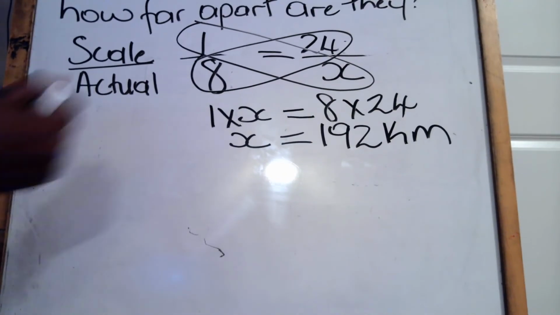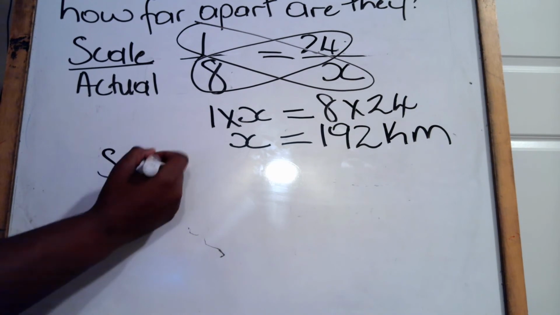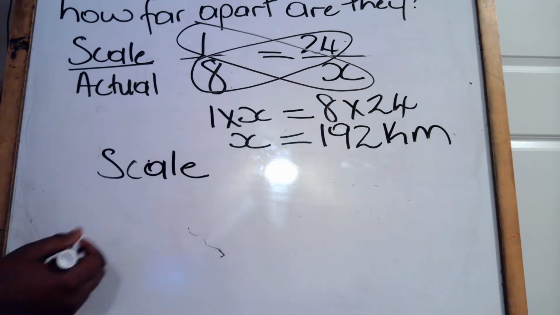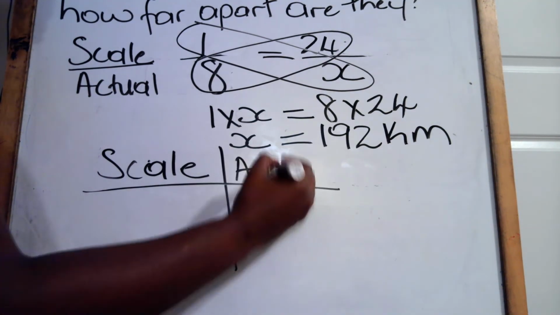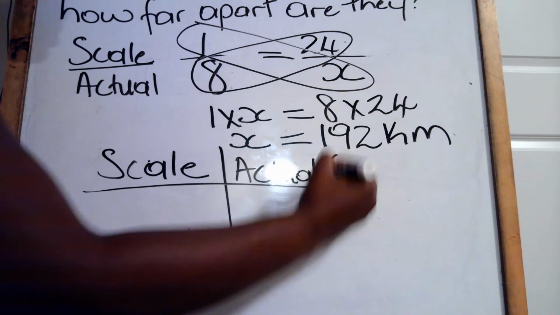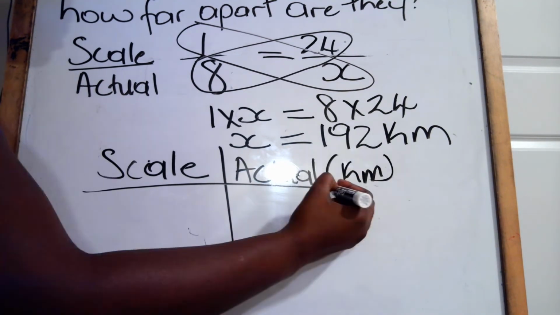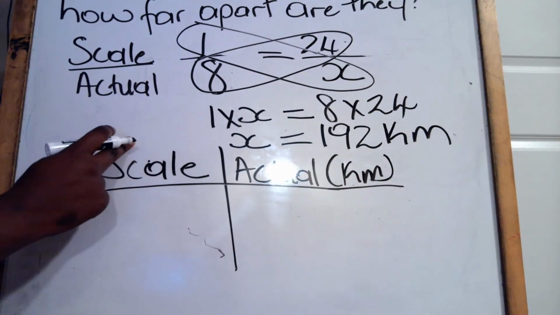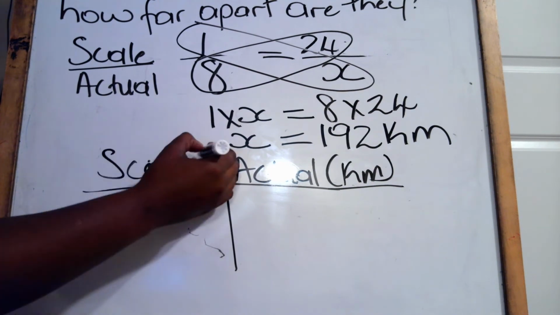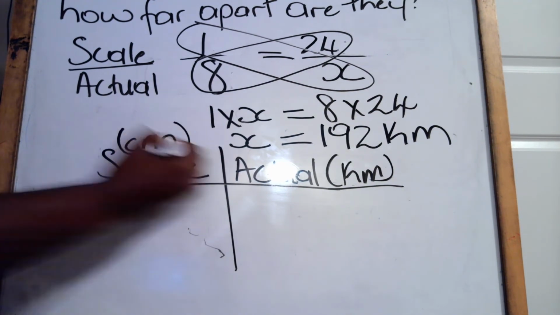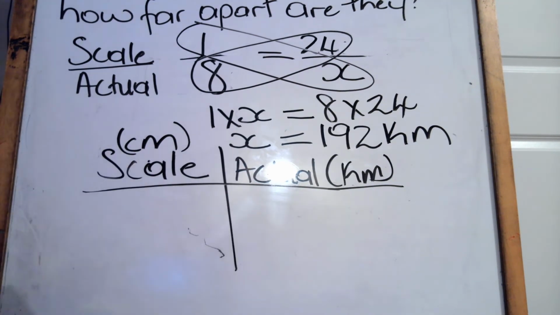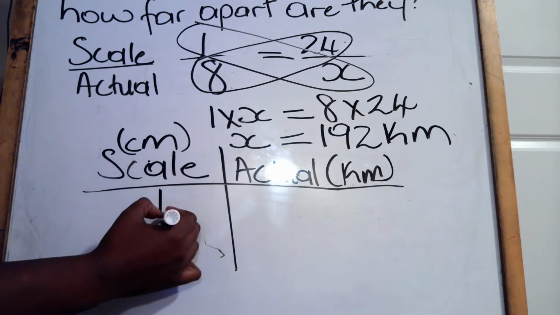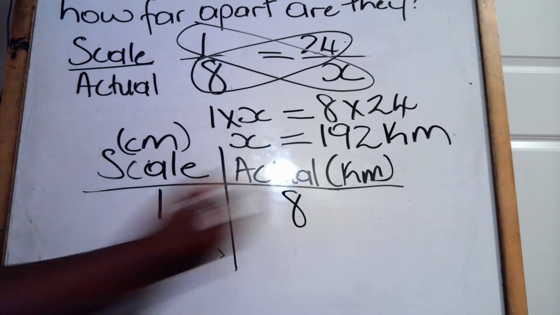We can put it as a table where on one side of the table we have the scale and the other side of the table we have the actual. And we can put the units there. So kilometers will go on this side of the table, and this side of the table we would have centimeters. So we have 1 centimeter is equal to 8 kilometers.